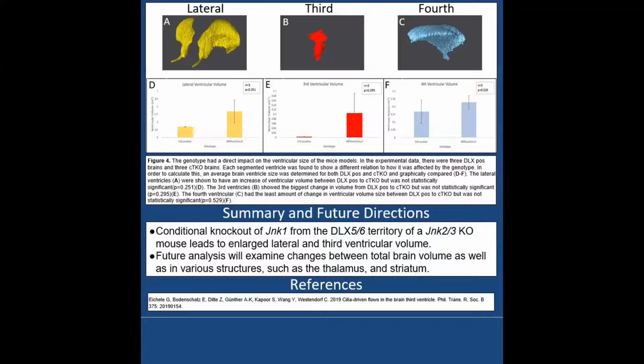It was overall shown that the conditional triple knockout of the JNK genes creates enlarged ventricles within our mouse model. And then in the future, we will use this technique to measure specific parts of the mouse brain in order to better determine how the function of JNK affects the cortical and subcortical neuronal pathways.